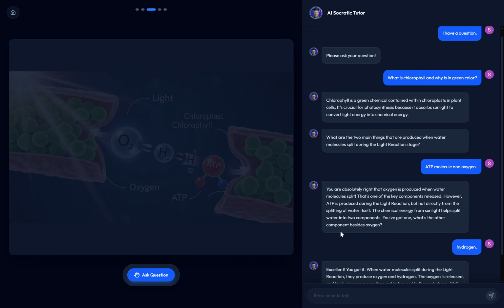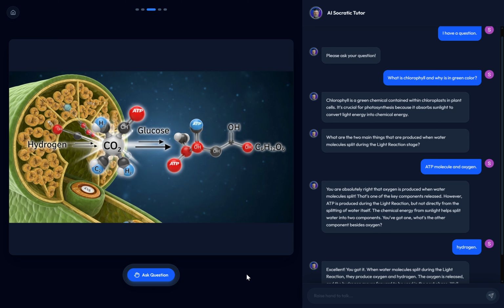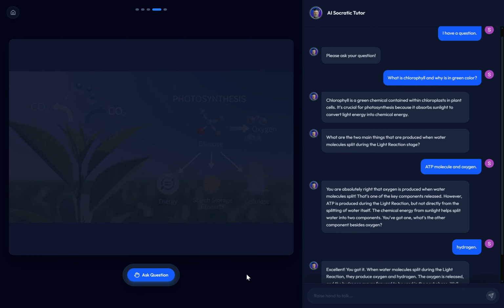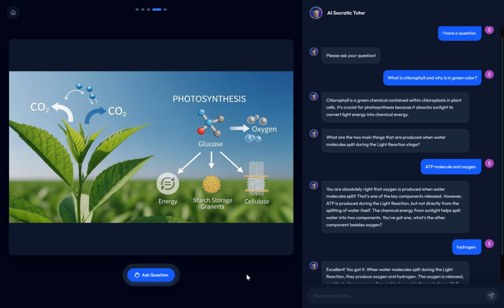Next comes carbon fixation, where the hydrogen and ATP from the first stage are put to work. Along with carbon dioxide from the air, these ingredients are used in a series of chemical steps, guided by special helpers called enzymes, to build sugar, specifically glucose. This glucose sugar is incredibly useful for the plant. It provides energy for growth, can be stored as starch for later, or even used to build strong plant parts like cell walls. Beyond the plant, photosynthesis is super important for all life on Earth because it cleans our air by taking in carbon dioxide and giving us the oxygen we breathe.